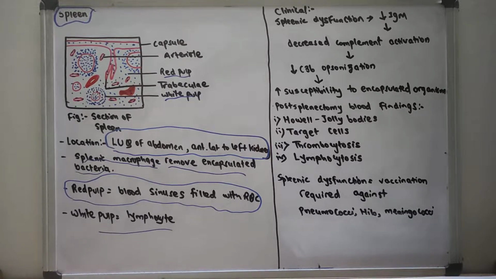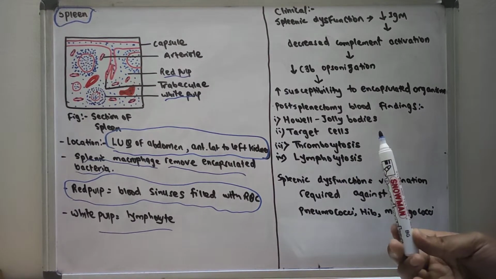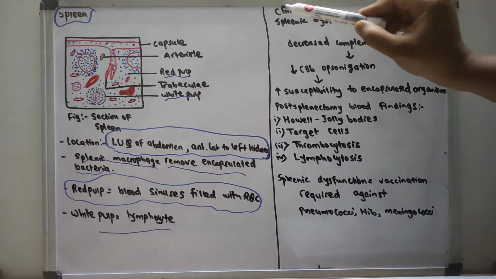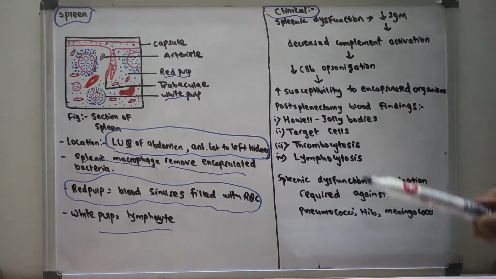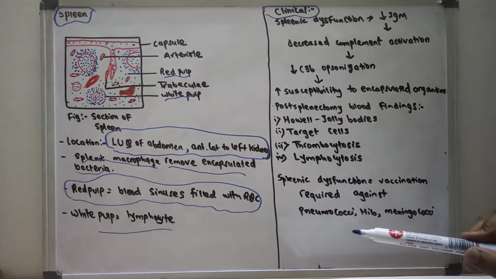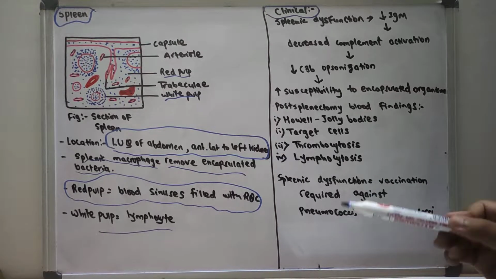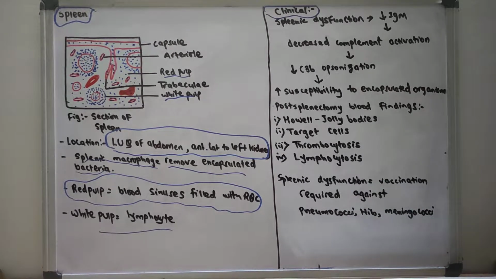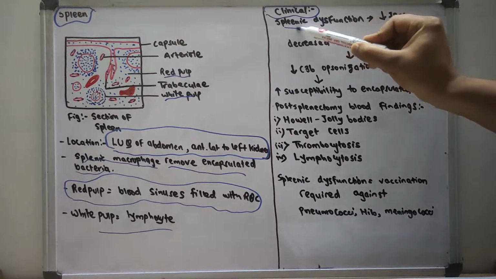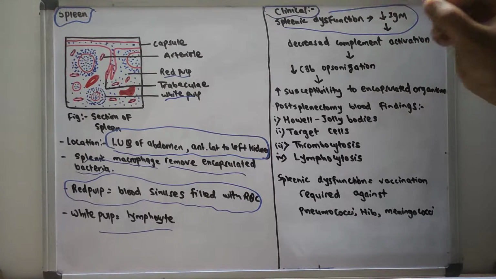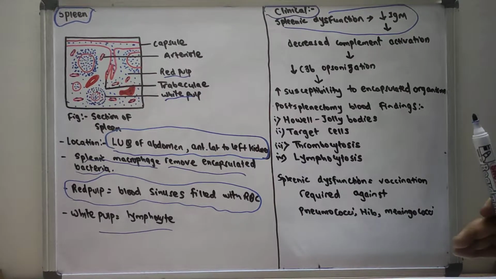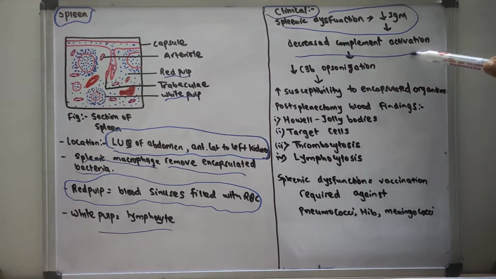So I want to focus on the clinical aspect of the spleen. So whenever there is splenic dysfunction like post-splenectomy state or sickle cell disease, or if there is any disorder of the spleen, then there will be a decrease of the immunoglobulin M. And with this decreased amount of the immunoglobulin M, there will be decreased complement activation.